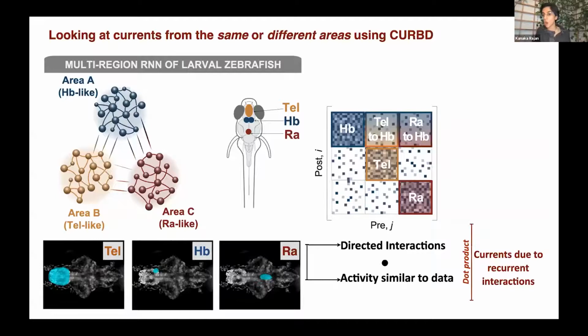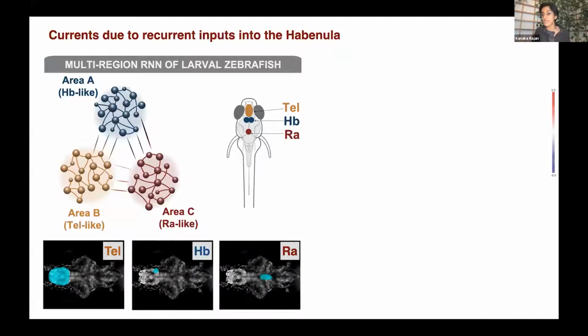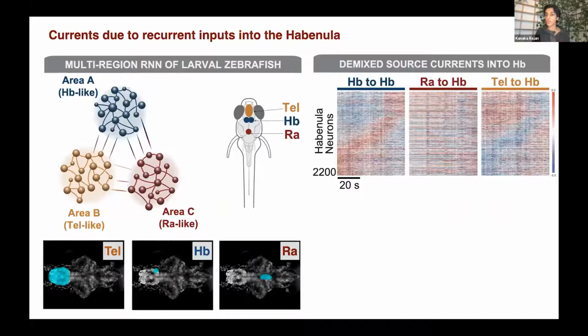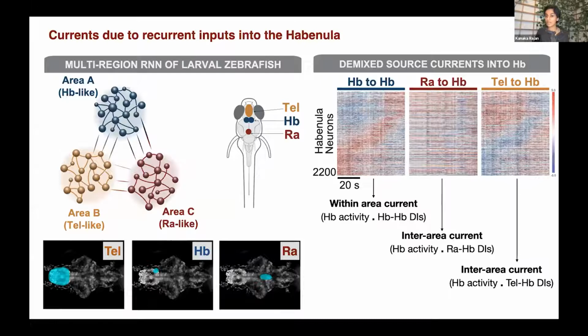And now instead of this one n by time matrix giving you outputs in the habenula, you can look at the sources of this activity decomposed into within-habenular interactions and currents that result in the habenular activity that are inherited from the raphe, as well as currents that are inherited from its interactions with the telencephalon. So essentially by doing this decomposition, you get one within-area current and two between-area currents, which you could not have gotten from measurements alone because you needed the matrix, which came from fitting the RNNs in the first place, right? Now that you've decomposed this n by time matrix into three of them, right?